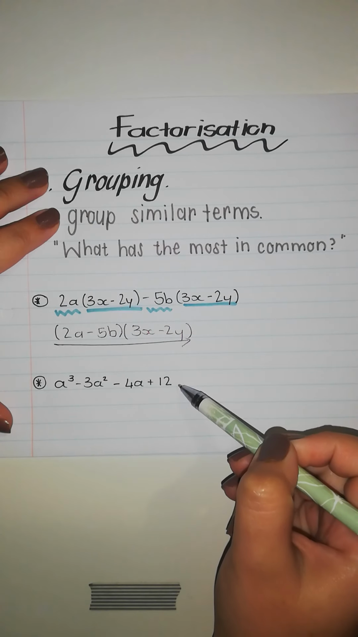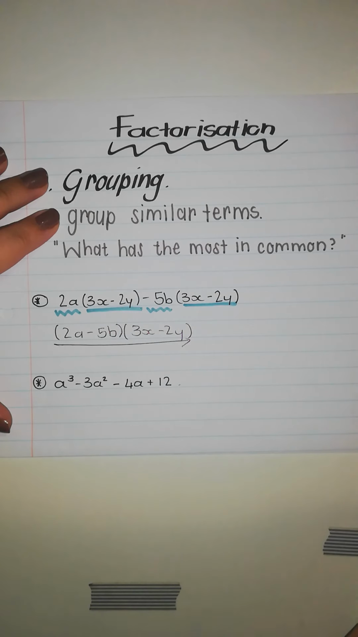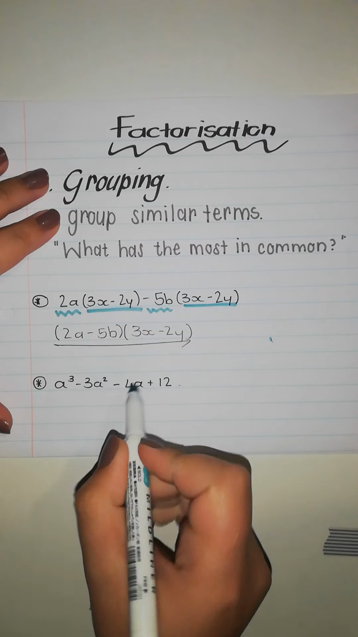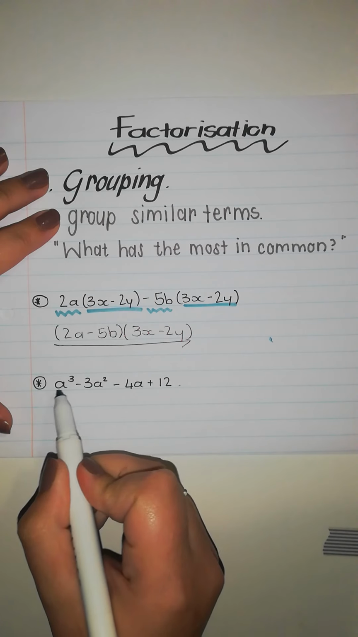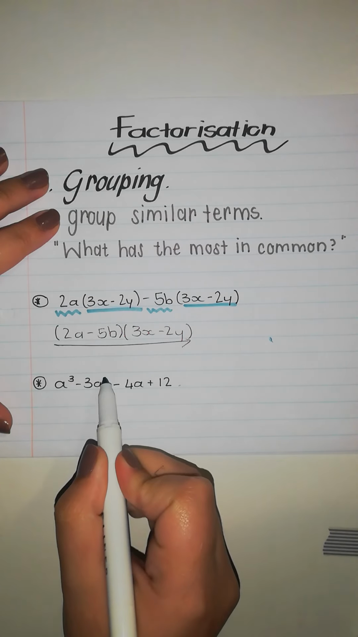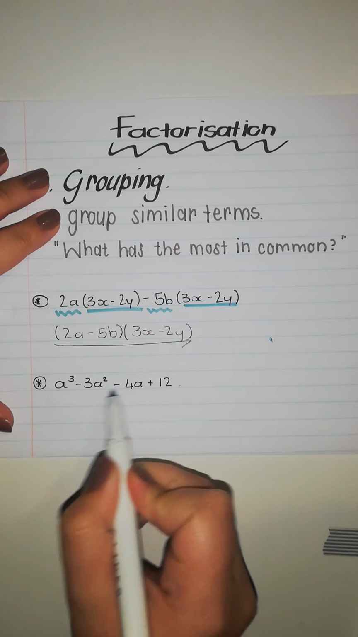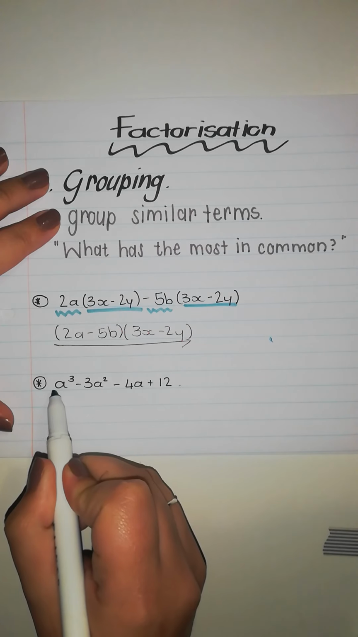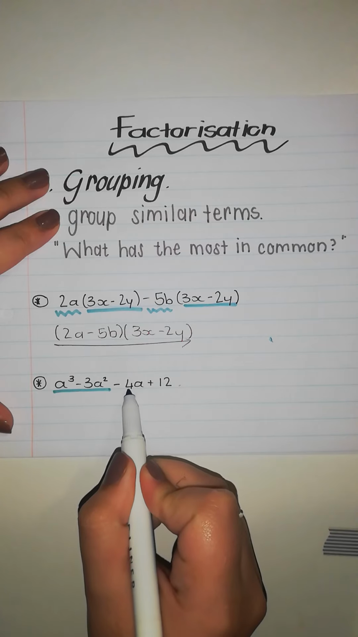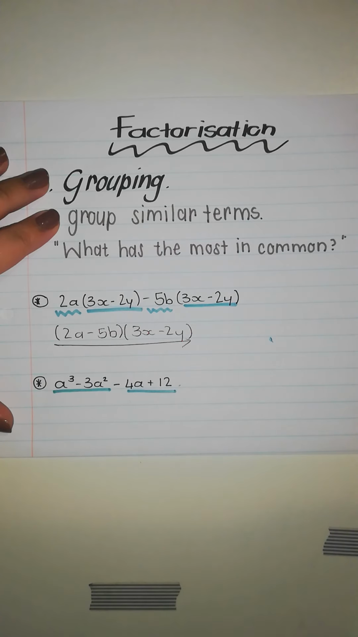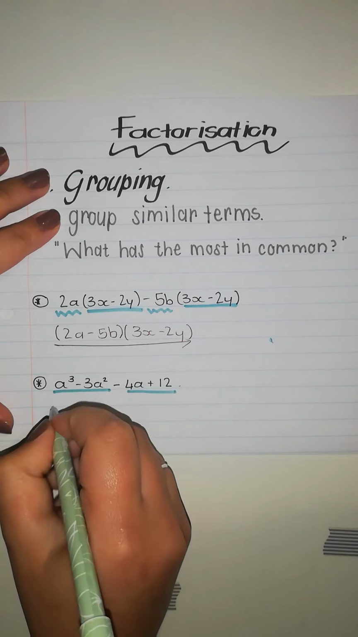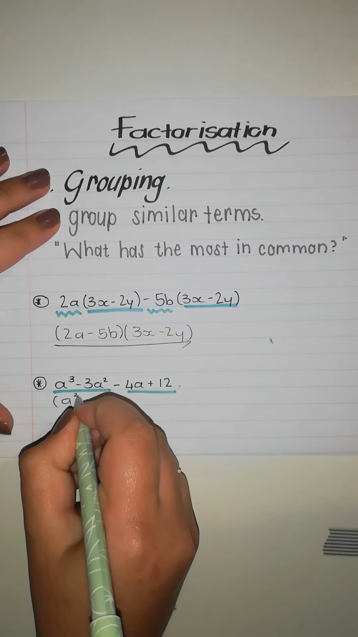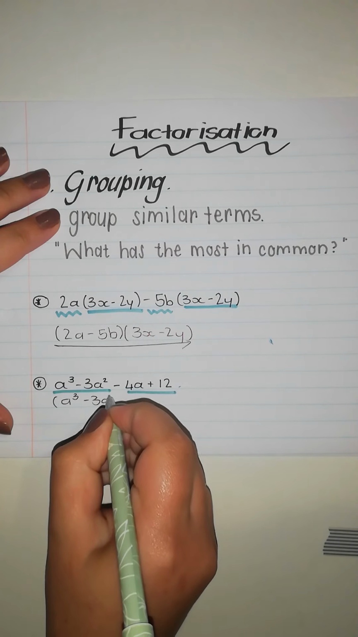Now this one gives a bit more steps. So now I'm asking what has the most in common. Over here I see that there is an a cubed, an a squared, and just an a. Of those, the ones that have the most in common are these two, and then I have these two. So I'm going to write my first two in. I'm going to say it's a cubed minus 3a squared.